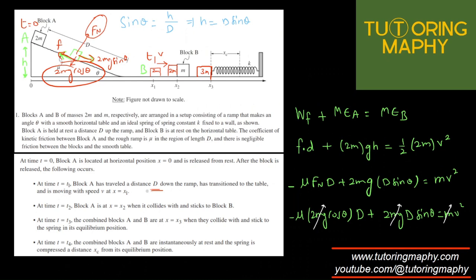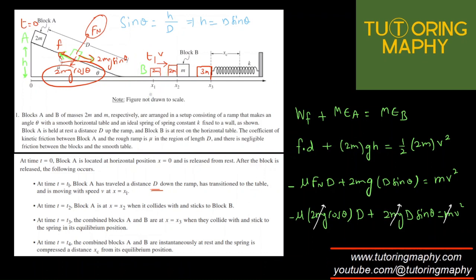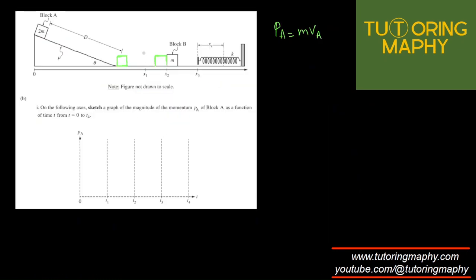At t equal to t1, the block has traveled a distance d down the ramp, has transitioned to the table, and is moving with a speed of v at x equal to x1. That's a little confusing. I think this is t1, the way I understand it. It should be t1 because at t1 it is at x1. Yeah, I'll take that as t1. So yes, t1 is this point.